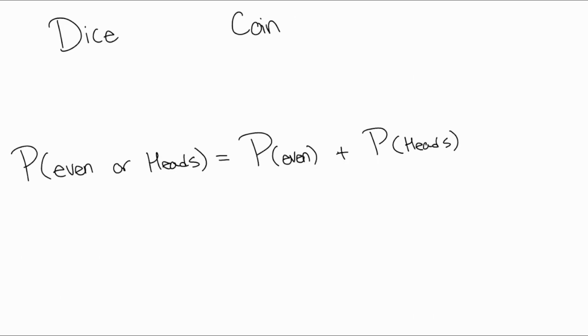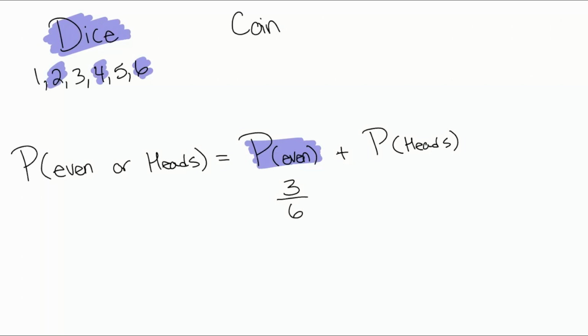Everyone, help me out with the dice. Having the 6 possible numbers, how many of these numbers are even? That'll be 3 out of the 6. So the probability of an even number with the dice, we see that we have 2, 4, and 6, and so that's 3 out of the 6 total options, 3/6. Half of the numbers are even. That would be 3/6. All good?